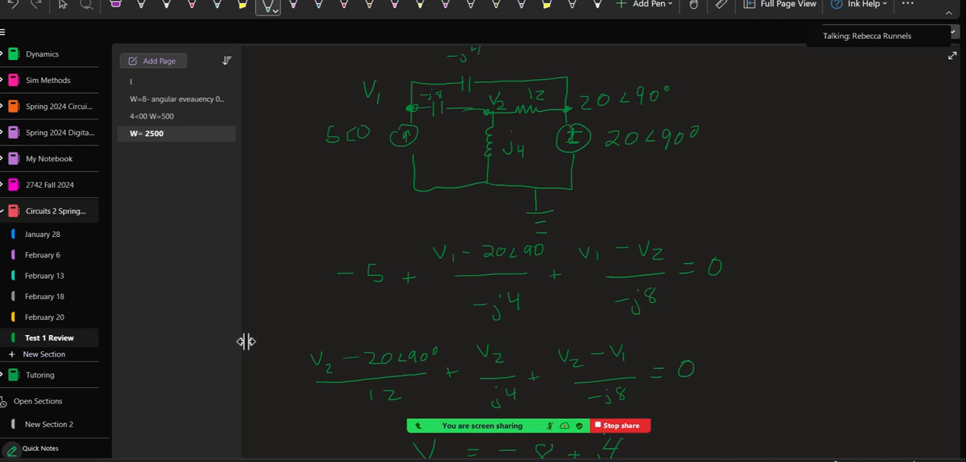All right, where am I? I am about to do another problem. The equivalent impedance as seen by the source. I guess I'll stop the share. Other questions?